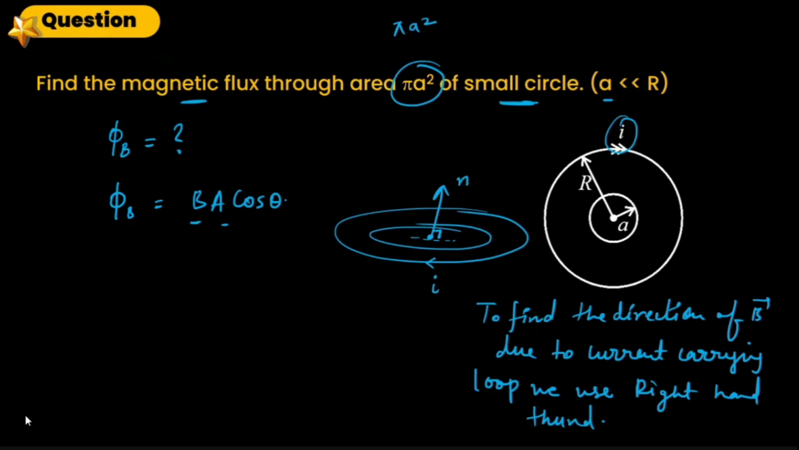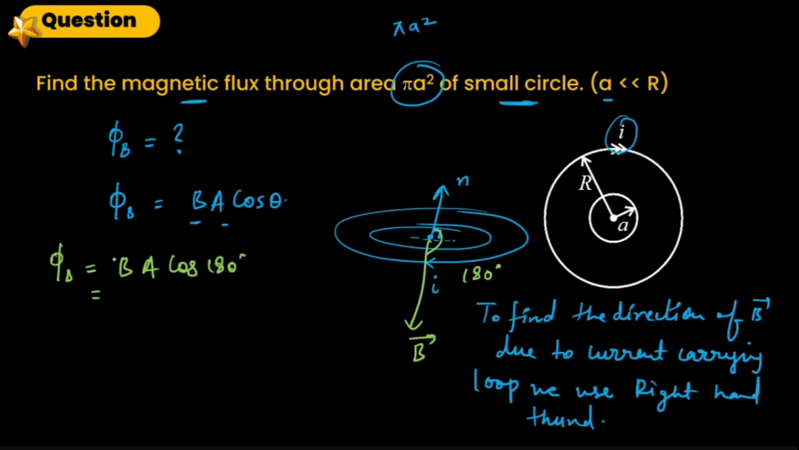So if you use your right hand and put it in the direction of current, the field should be perpendicular to it, in the downward direction. Current is in the upward direction, the area vector is in the upward direction, the magnetic field is in the downward direction, and the angle between them should be 180 degrees. So can I say that phi B is B A cos 180?